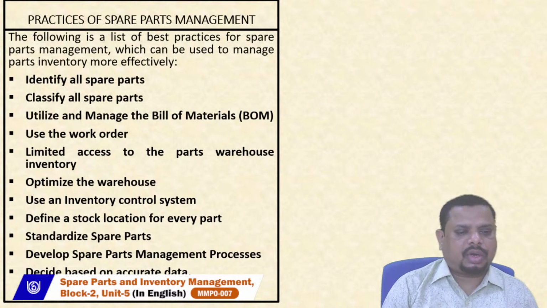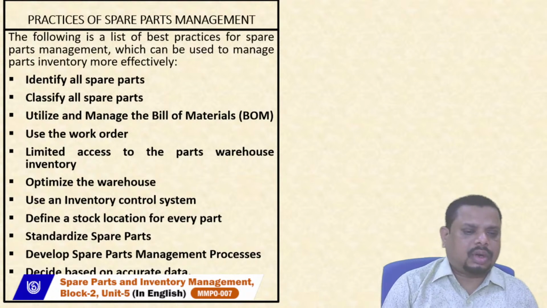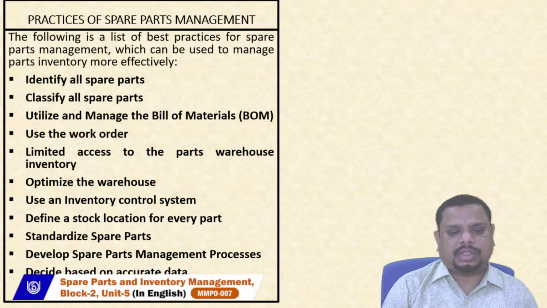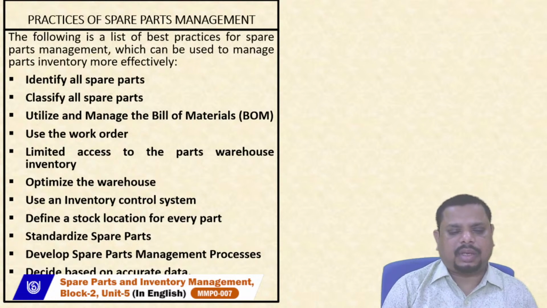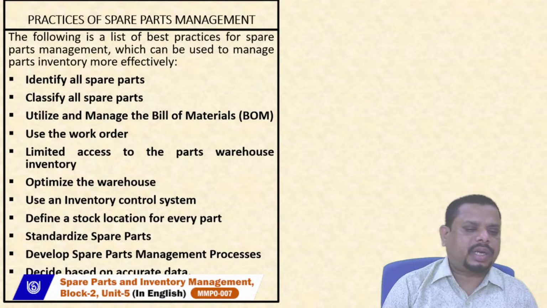Then define the stock location for every part. So there should be a designated place for the different kinds of stock. For example, in case of maintaining oil, grease or lubricants, there should be a specified designated place. Similarly, bearing materials should be placed in an area where the moisture content is less, because moisture directly affects the bearing.